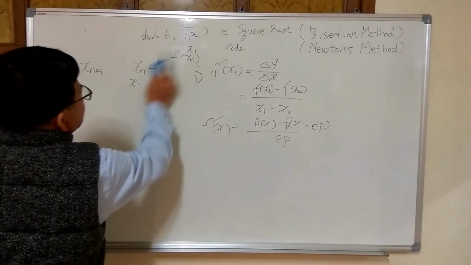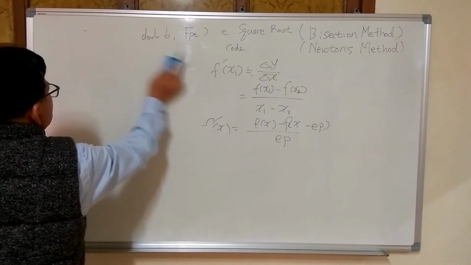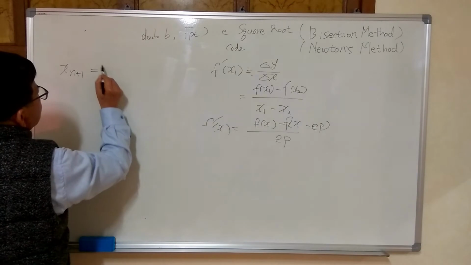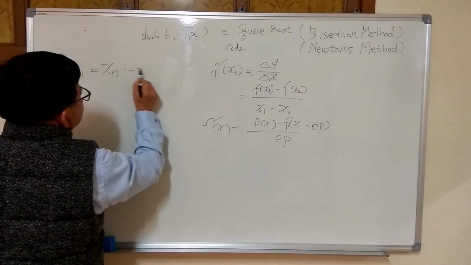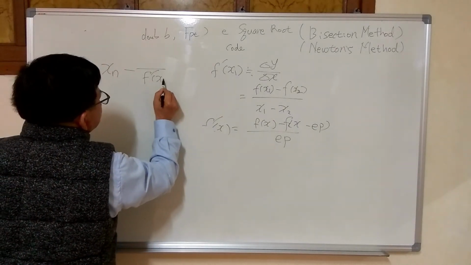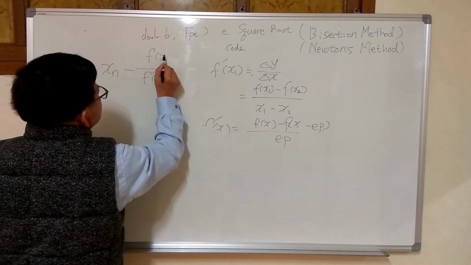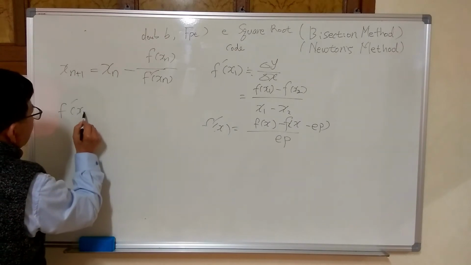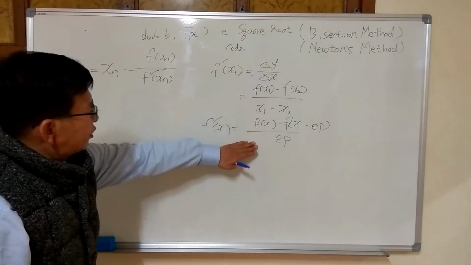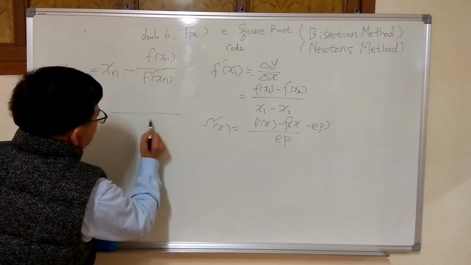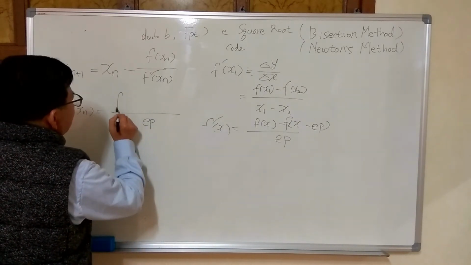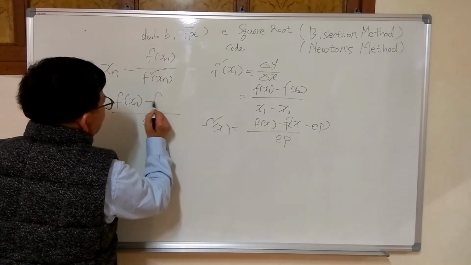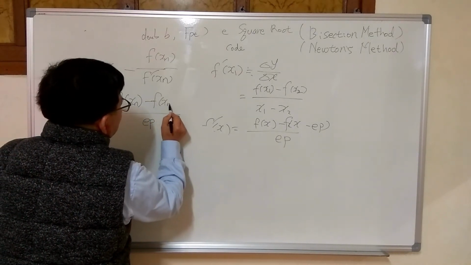I will write this equation once again. x n plus 1 equals x n minus f of x n over f prime of x n. Here, f prime of x n equals EP over f of x n minus f of x n minus EP.